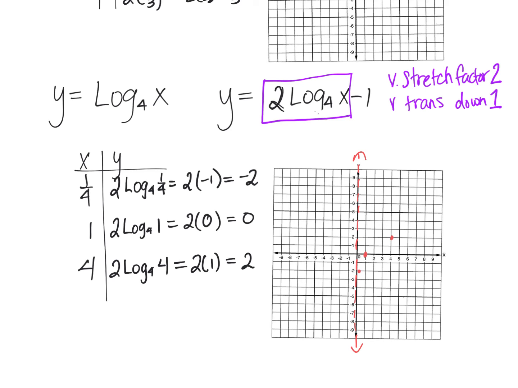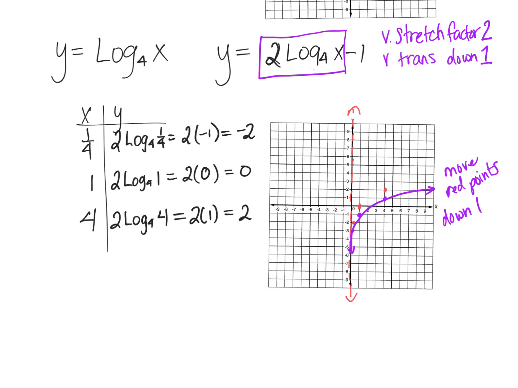And these points need to move. How am I going to move my red points to get my final answer? Down 1, right? So down 1, down 1, down 1. I just estimated 1/4 is pretty close to 0, right? It's a little bit, it's halfway between halfway.